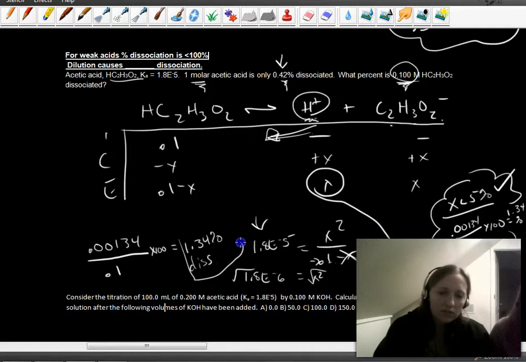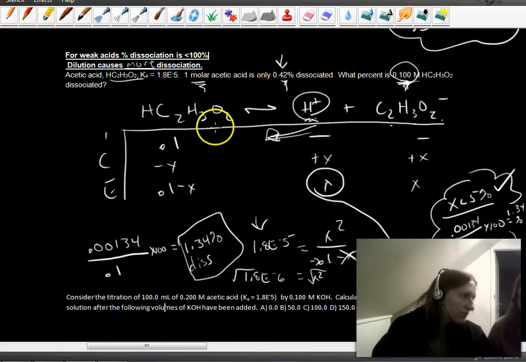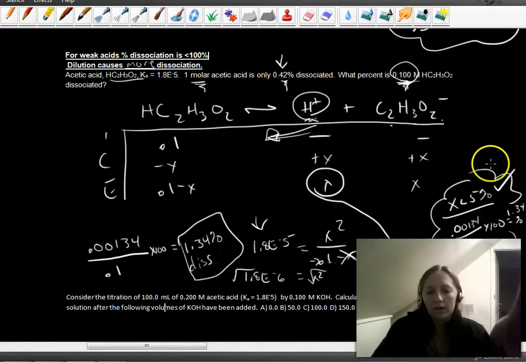Is that what we expected? Yes. Yes, it is slightly more dissociated when it is less concentrated. So in your notes, this little blank here that you've got, dilution causes more dissociation. Okay? Okay. All right.